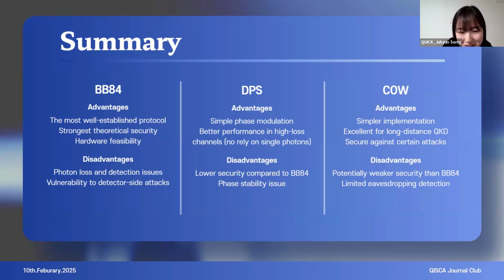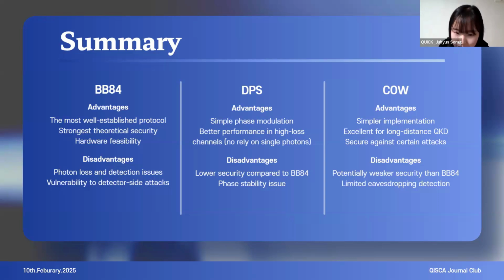Lastly, COW protocol is known for its simple implementation and stability, as it does not require maintaining phase coherence since it encodes bits by emptiness. It is excellent for long-distance QKD with a record-breaking 307 kilometer transmission distance.